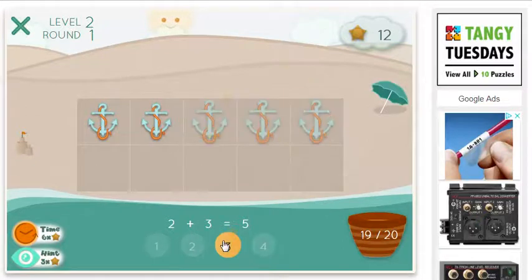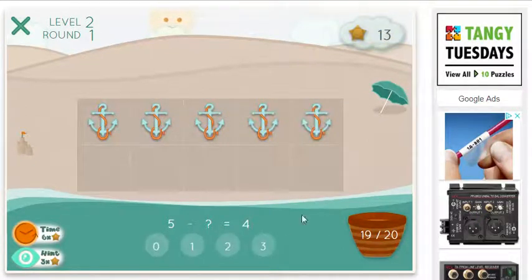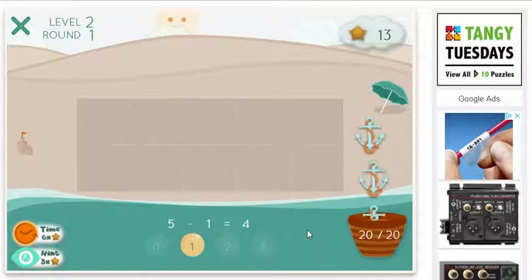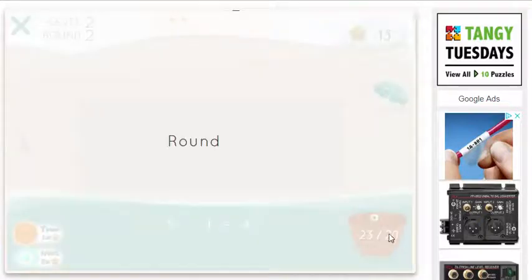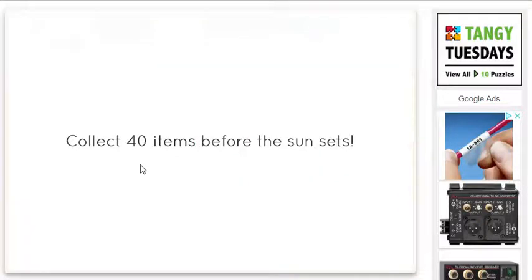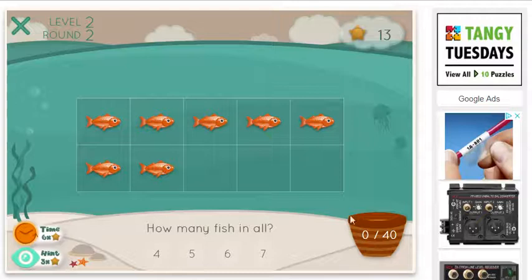2 plus 3 more. So we can see we're getting repeated practice with that exact same skill. 5 minus 1 gives us 4. And we've reached our goal of at least 20. So just like our other games, we're going to go up to 2, and we have to collect 40 items.